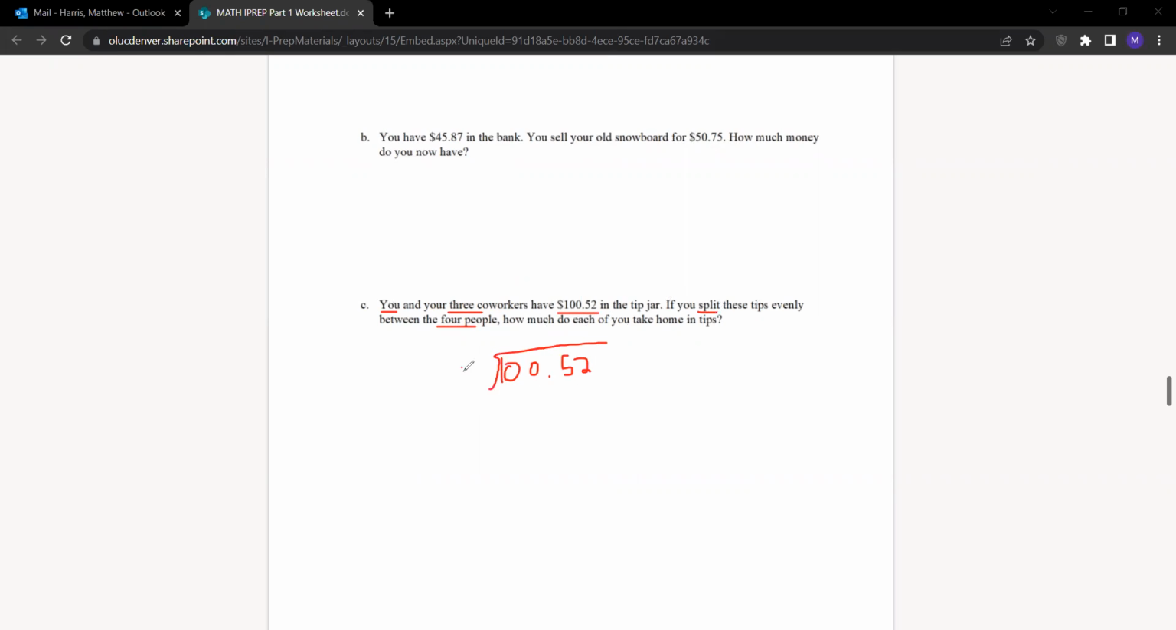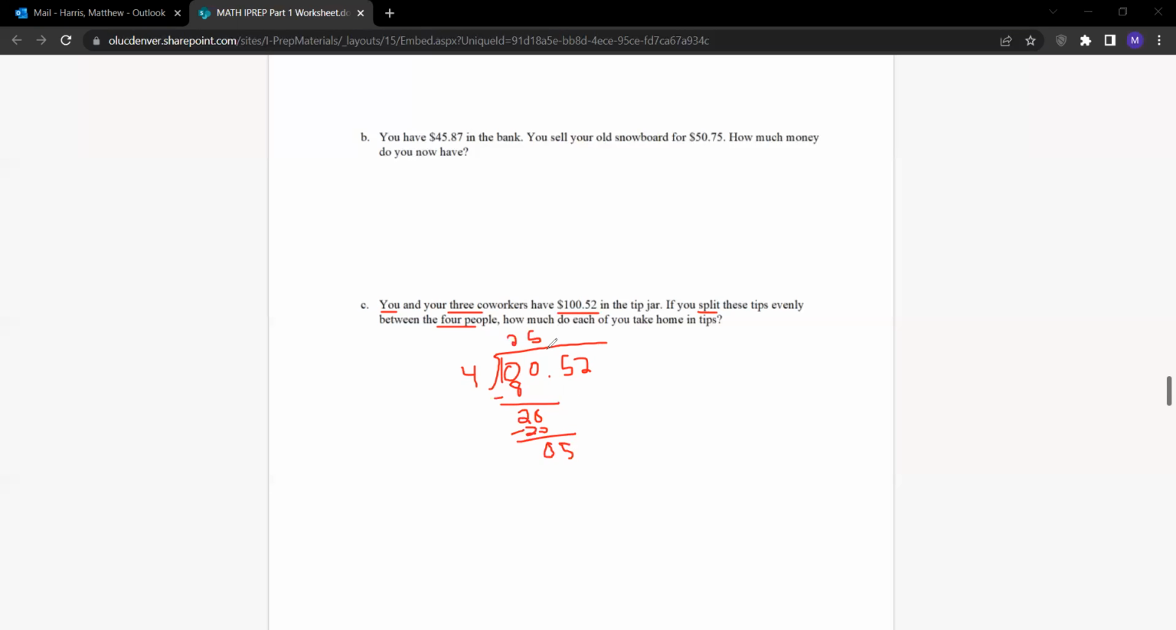divided by 4. So what we're going to do is you're going to do this like you would any division problem. So really, you just ignore the decimal and you kind of work your way in. So does 4 go into 1? No, it does not. Does 4 go into 10? Yes, it does twice. Minus 8 equals 20. So how many times does 4 go into 20? We know it's 5. Minus 20 equals 0. Drop the 5.